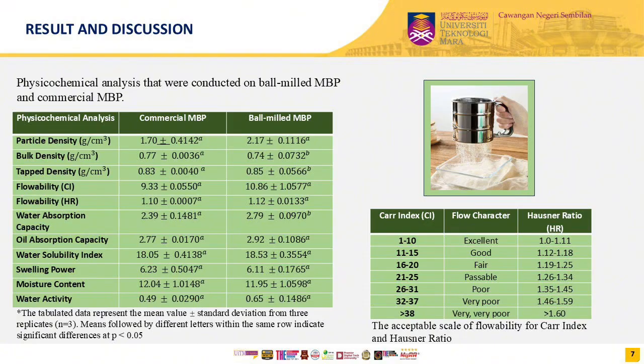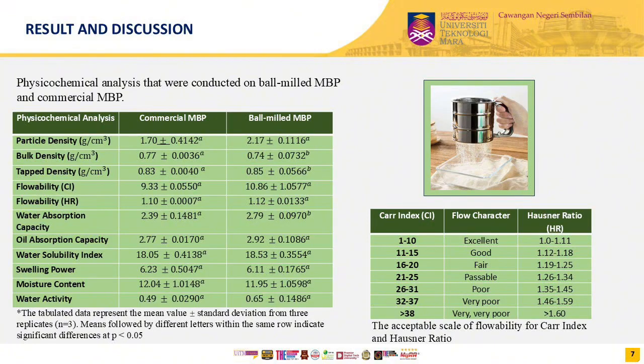We can see here that commercial has excellent flow, while ball mill mung bean powder has good flow, which is comparable. For absorption capacities, water absorption capacity of ball mill mung bean powder was higher than commercial, while OAC also increased in ball mill mung bean powder compared to the commercial mung bean powder. Higher WAC and OAC are advantageous for baking items like cake and bread, whereby water and oil retention is essential for quality and texture of the product.